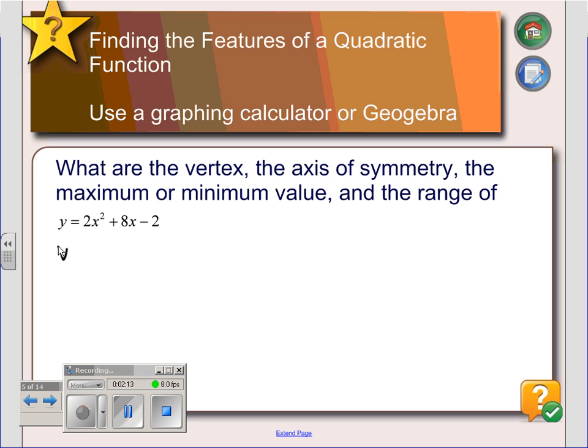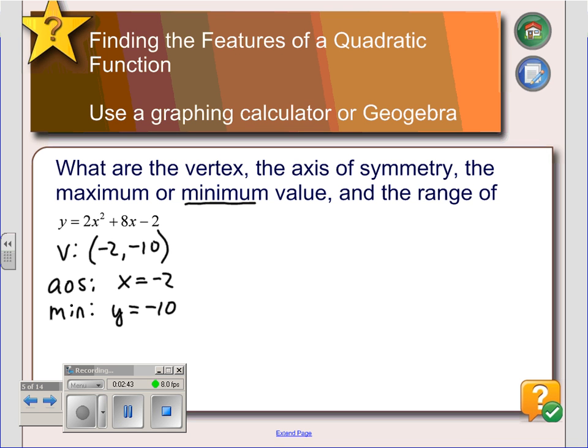So we know the vertex is at -2, -10. Since the vertex is at -2, -10, then the axis of symmetry has to run through the x value, so the axis of symmetry would be at -2. The maximum or minimum, we know it was a minimum value because we saw it on the graph. The minimum value will be equal to the y value in the vertex, so that's -10, and the range, of course, goes to the y values. So our range would be all real numbers where y is greater than or equal to -10.